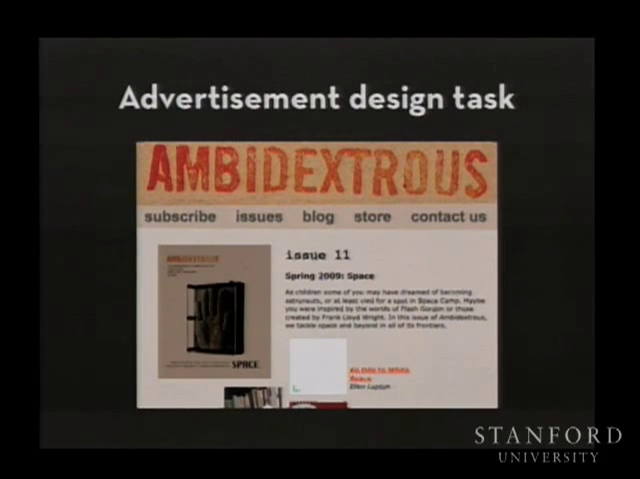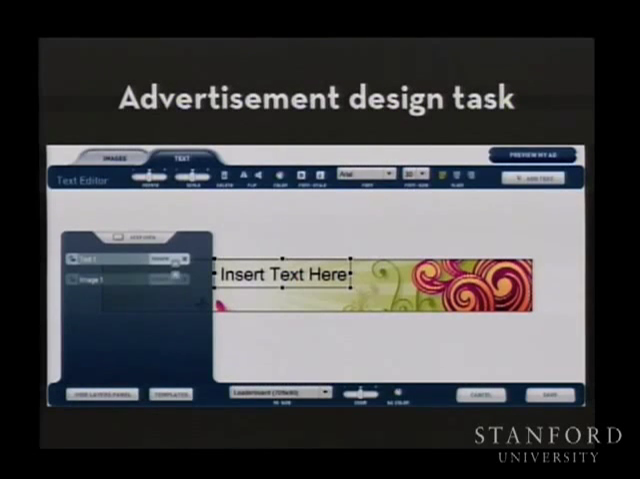We had participants create ads for the same client. In this case, we used Ambidextrous Design Magazine. It's a journal of design on Stanford campus run by students. Does anyone work for Ambidextrous? No? Okay. Subjects are given a short brief describing the client and what sort of advertising they're looking for. They all worked in this very simple graphic editing tool that's built into the myspace.com website. It's a Flash-based tool, really simple. It was nice because it didn't require participants to know or learn Photoshop. Everyone kind of came in on the same level.